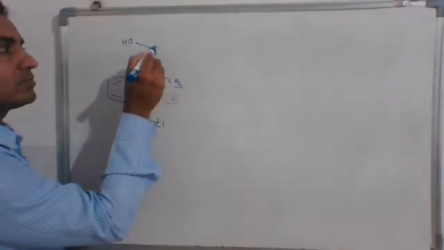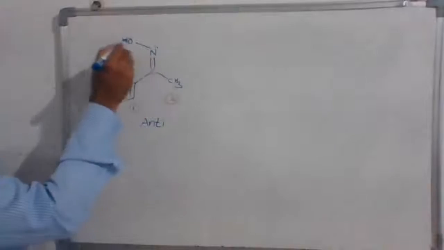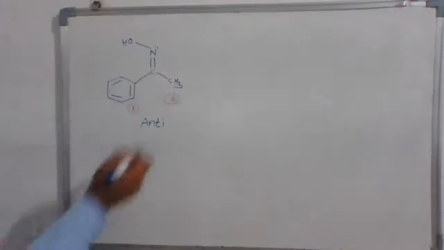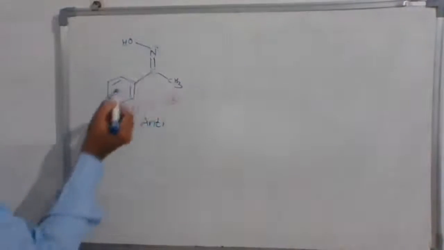Lone pair will get first number and OH will get second number. So first priority groups are on the opposite side, therefore it is anti.